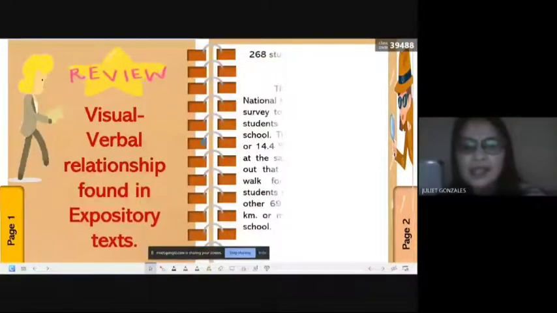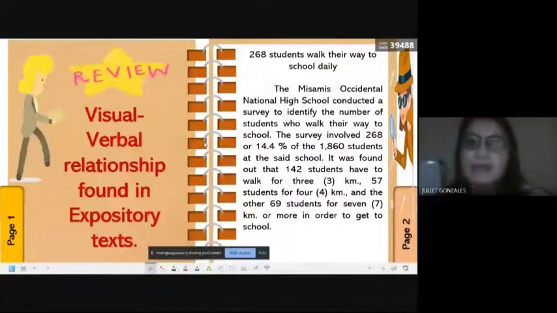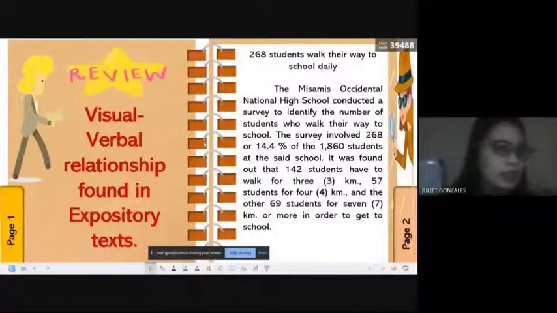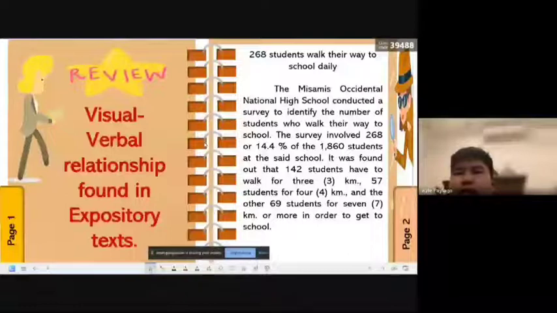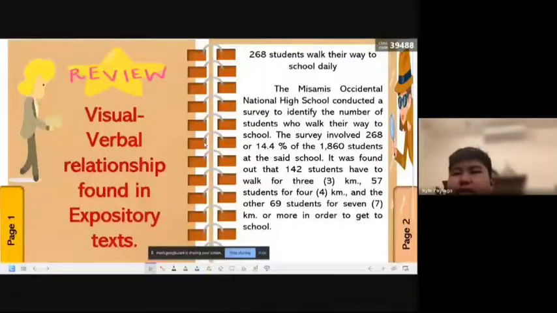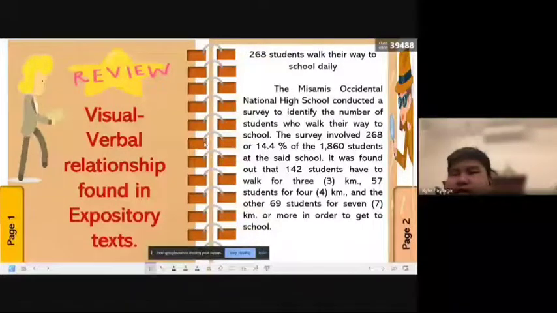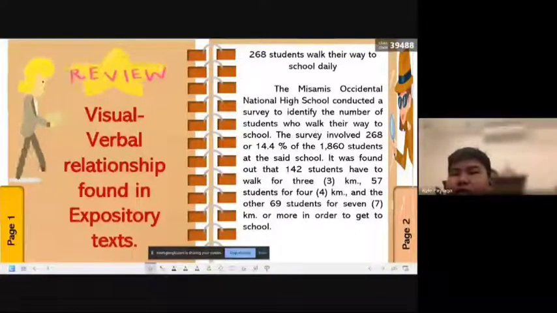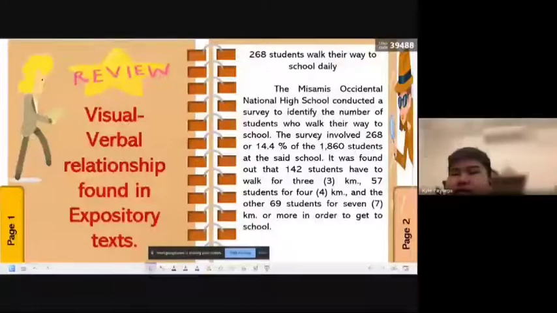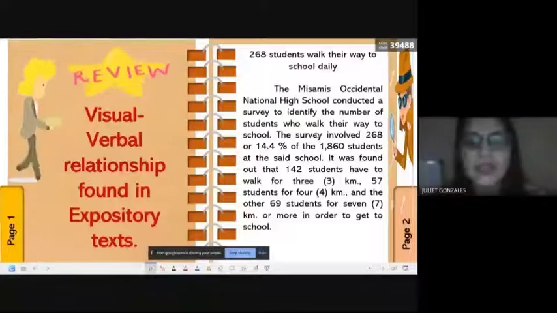This time, let us consider this expository text. Anybody from the group who would like to volunteer to read? Yes, Kyle. 268 students walk their way to school daily. The Misamis Occidental National High School conducted a survey to identify the number of students who walk their way to school. The survey involved 268 or 14.4% of the 1,860 students at the said school. It was found out that 142 students have to walk for 3 kilometers, 50 students for 4 kilometers, and the other 69 students for 7 kilometers or more in order to get to school. Okay, very good, Kyle. Thank you very much.